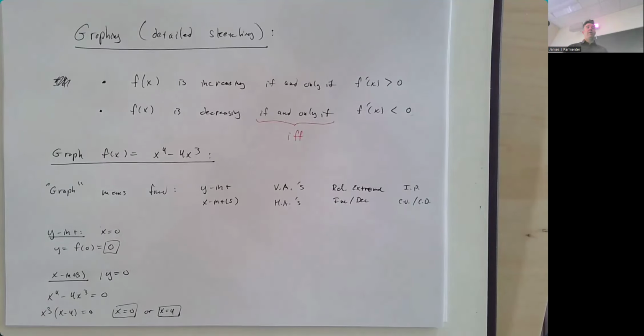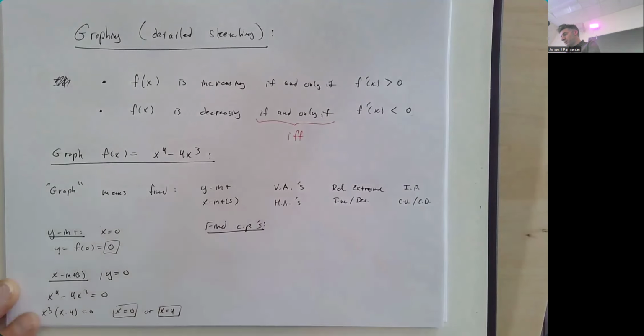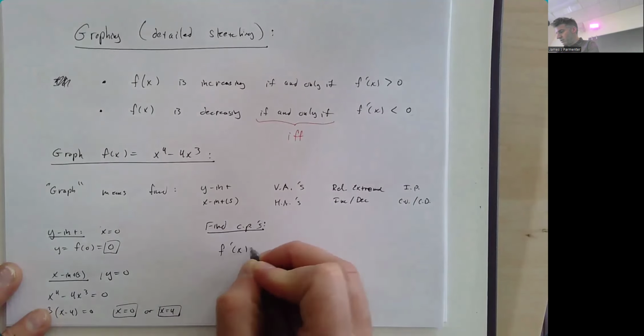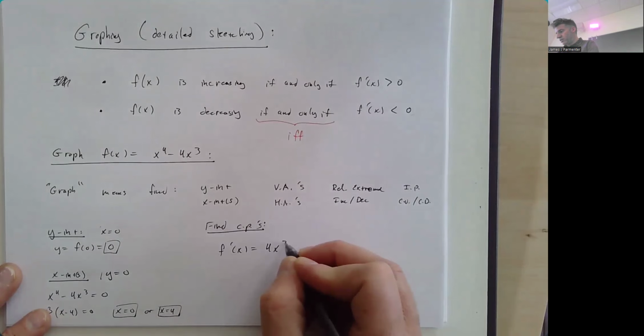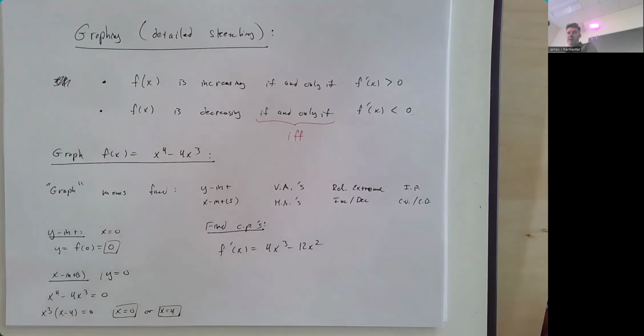And we're going to start by just finding the critical points. So find the critical points. I'm going to take my derivative, which is 4x cubed minus 12x squared. And I'm going to see where it's either equal to 0 or undefined.